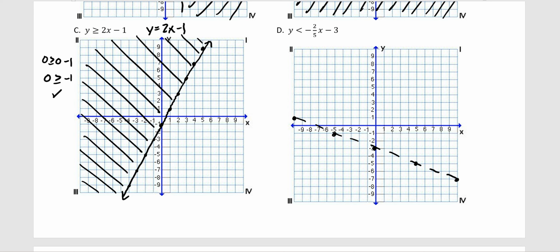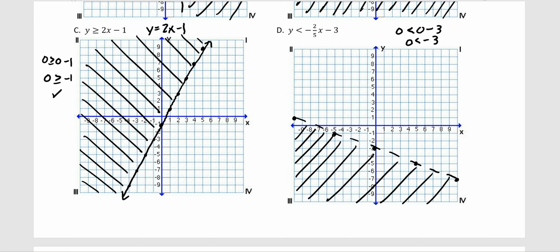Very good. And then as I plug in 0, I would get 0 is less than -2/5 times 0, which is just 0, minus 3. So 0 is less than -3. Is that true or false? Well, that is false. 0 is more than -3. So I will shade the side that does not contain 0, 0, which would be this side here.